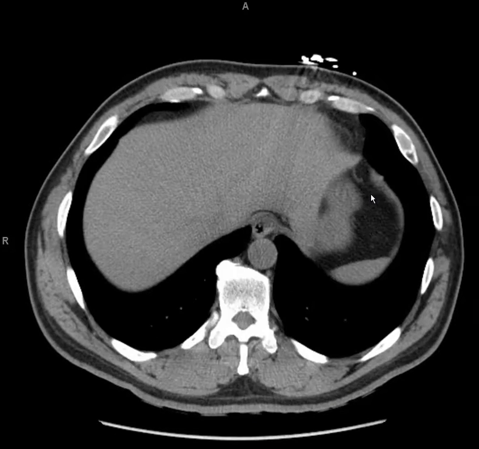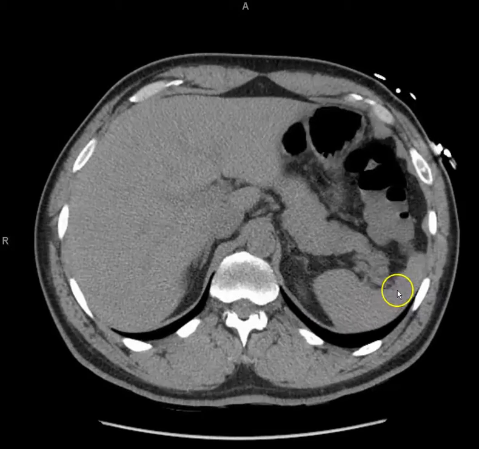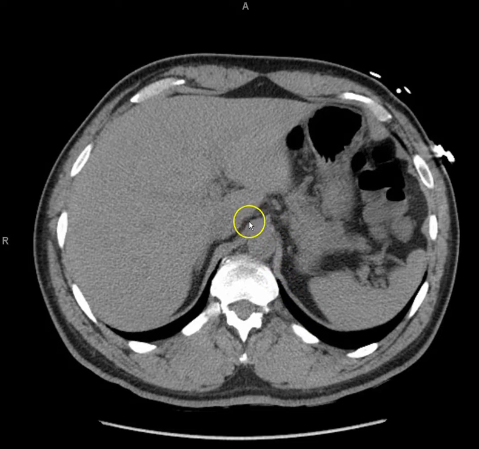Okay, so as we go down, you start to see something here. What is this? Good. What is this over here? Excellent. Here's a better view of it. There's the spleen. There's the liver. What is this line here? Diaphragm. I'll follow it all the way around for you. That is the diaphragm. Good.